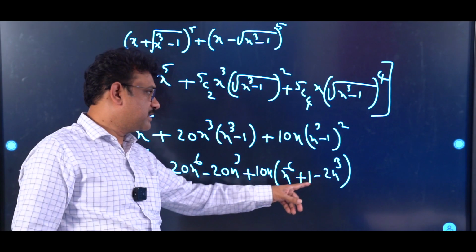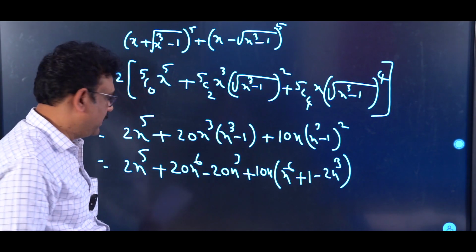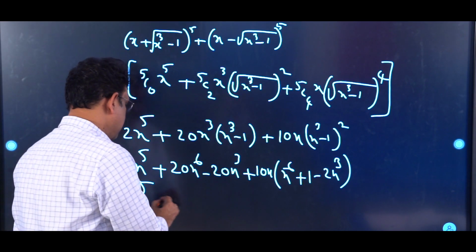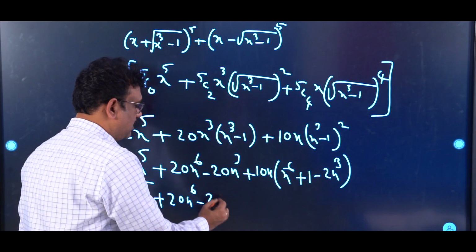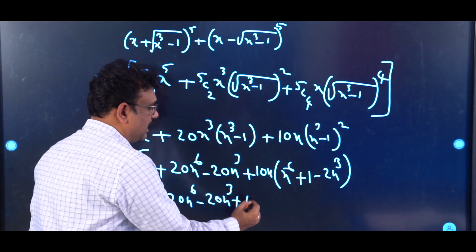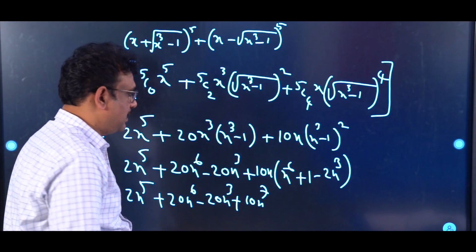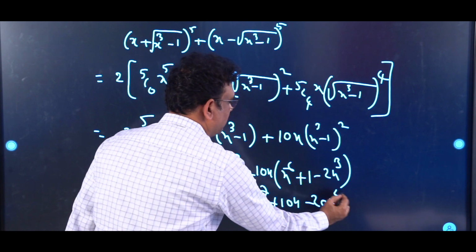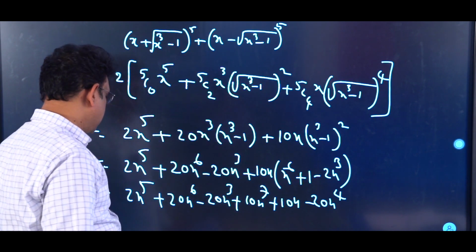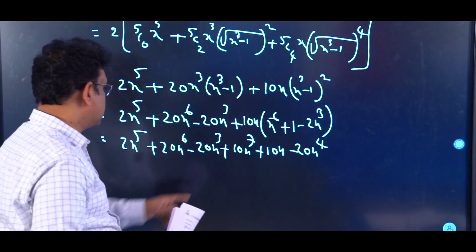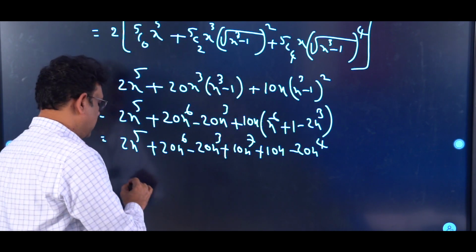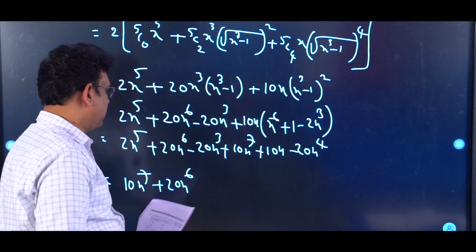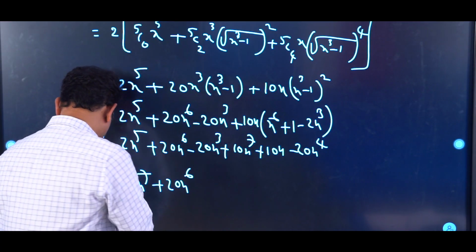A square plus b square minus 2ab. So that is equal to 2x power 5 plus 20x power 6 minus 20x cube, 10x power 7 plus 10x minus 20x power 4. So that is equal, highest power is 7. So 10x power 7, next 6, 20x power 6, or you can write like this.